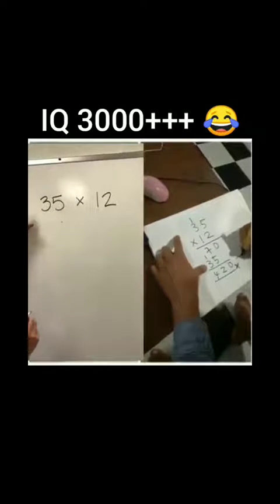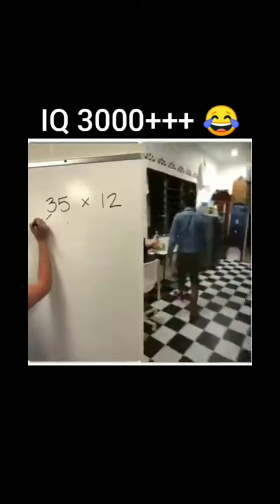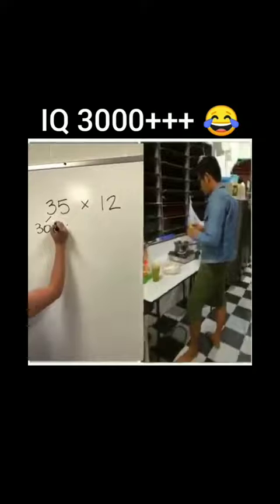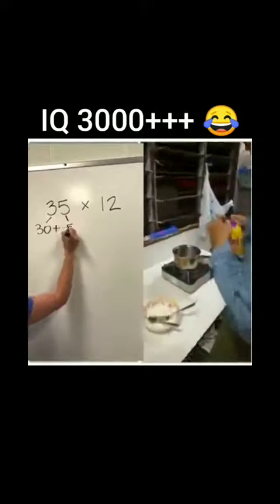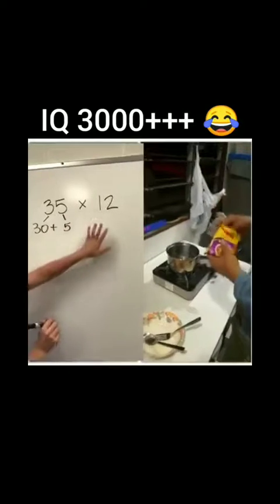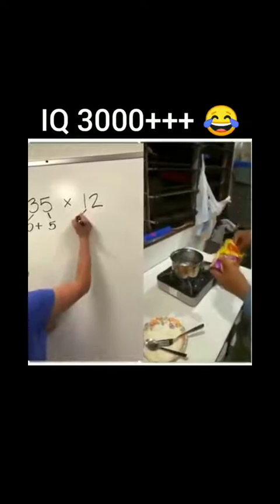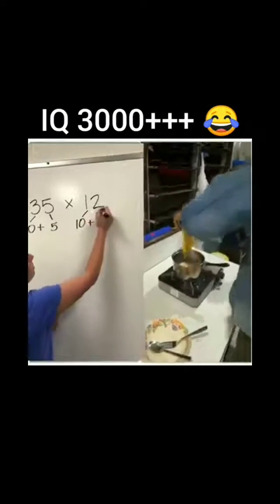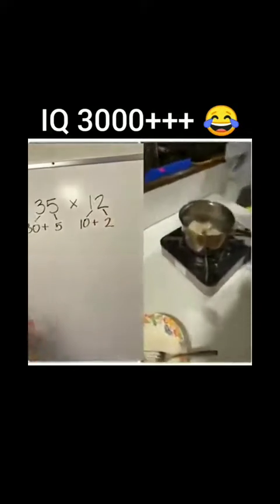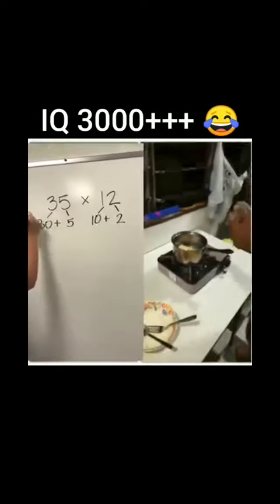So first thing is we have our multiplication problem, 35 times 12. The first thing we need to do after that is expand these two numbers. We need to break it down into its tens and its ones. I've got 3 tens, which is 30, and 5 ones, so that is 30 plus 5. 12 is 1 ten plus 2 ones. Okay, so that's step one.